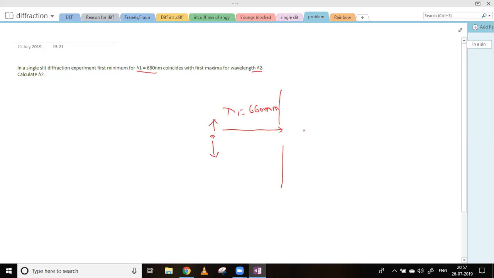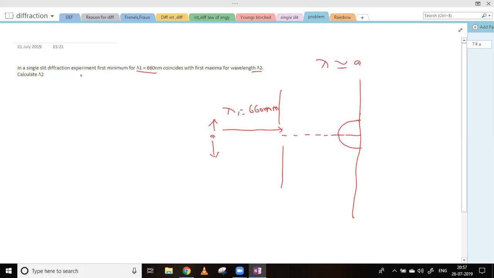It undergoes diffraction. If this condition is satisfied, lambda is nearly equal to a, it undergoes diffraction, and on the screen you will get the central maximum. This central maximum will be symmetric about this line, that is the line passing through the midpoint. It will be symmetric. Now this is the case.